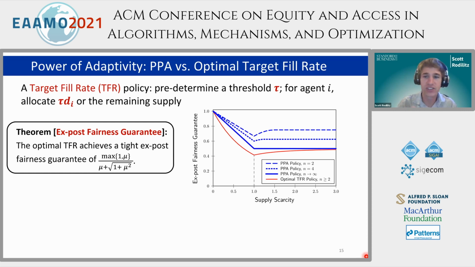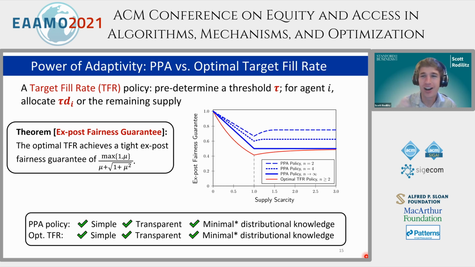Now we're able to show this result via a connection to a constrained version of a single item monopoly pricing problem, which is a somewhat interesting technical result. I'd be happy to talk about it offline in the interest of time. Not going to get into the details here. Instead, I'm just going to offer a brief comparison between our policy and this optimal TFR policy.